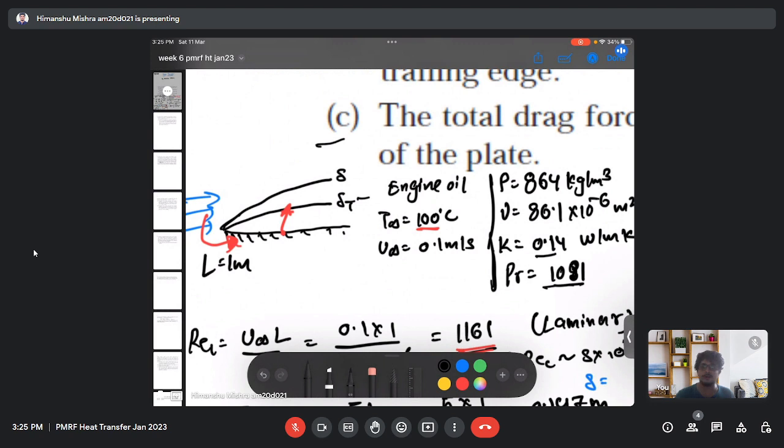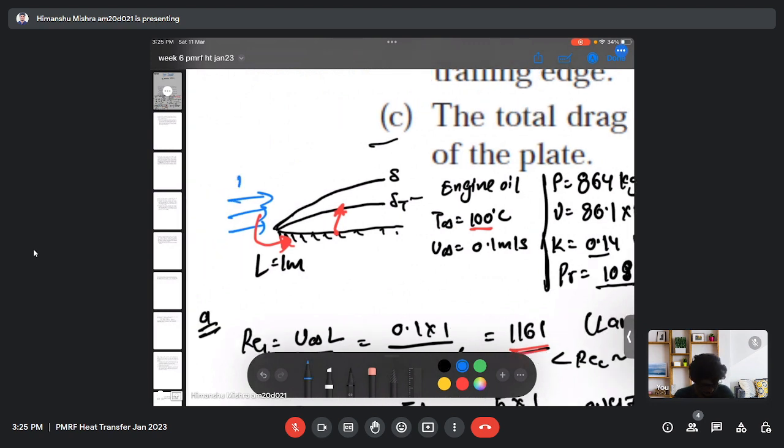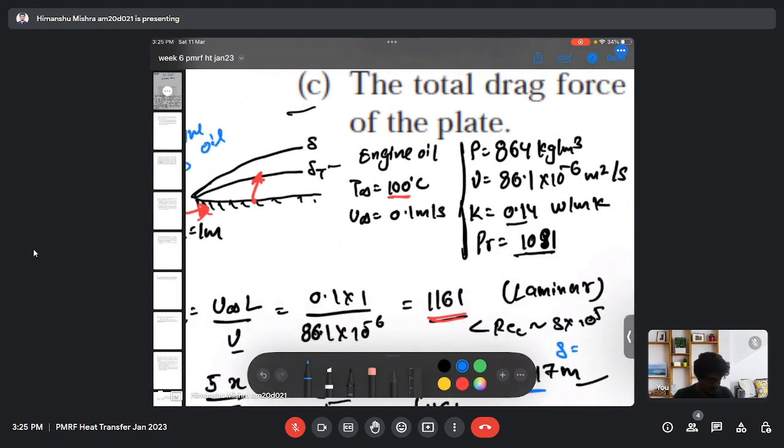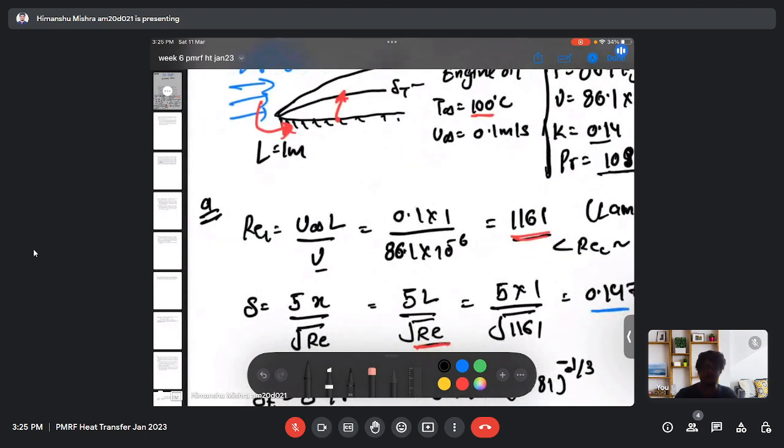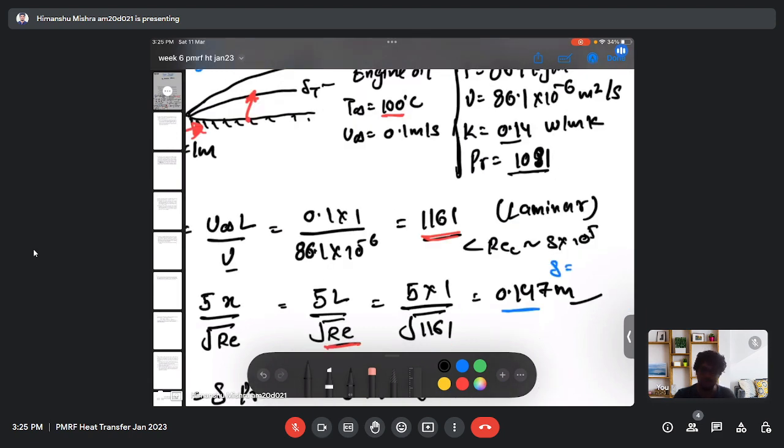So there will be two kinds of boundary layer over the flat plate due to the engine oil. This is my engine oil. We first note down all the properties of the engine oil like density, kinematic viscosity, thermal conductivity, as well as the Prandtl number. And then we calculate the Reynolds number to determine whether the velocity boundary layer is laminar or turbulent in nature. So we found that it is laminar in nature.